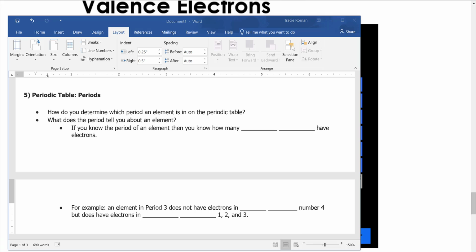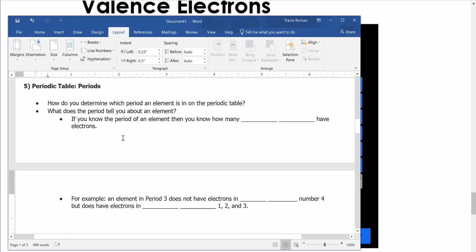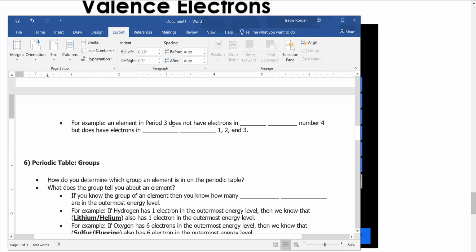All right, let's go back and look at our study guide. How do you determine which period an element is in on the periodic table? You count how many energy levels there are. If you know the period of an element, then you know how many energy levels have electrons. For example, an element in period 3 does not have electrons in energy level number 4, but does have electrons in energy levels 1, 2, and 3.